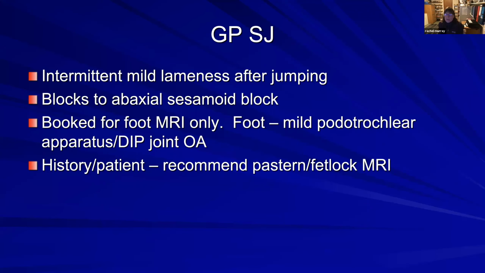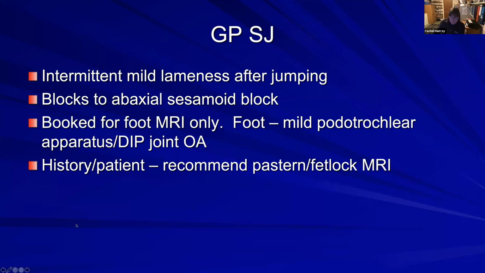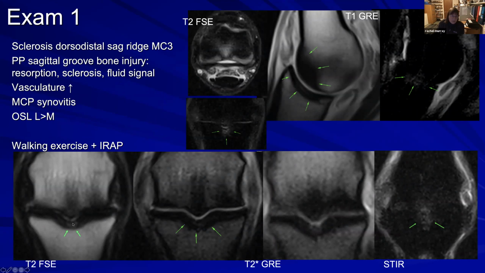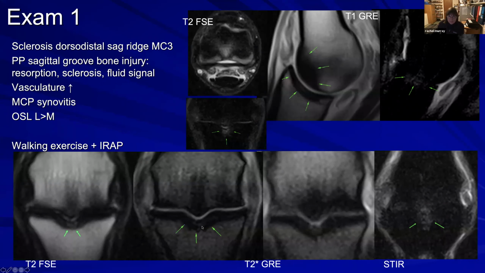So we also imaged the pastern and fetlock, at which point we saw sclerosis of the dorsodistal aspect of the third metacarpal sagittal ridge, which we do see in our show jumpers. But in addition to that, we had evidence of resorption in the sagittal groove on T2 fast spin echo here. We've got fluid signal within and surrounding the sagittal groove. We've got prominent vascularity and significant fluid signal, as well as bone resorption.